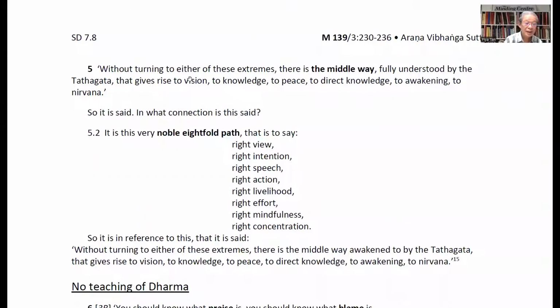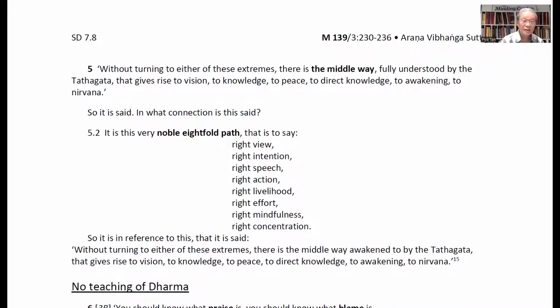Without turning to either of these extremes, there is the middle way, fully understood by the Tathagata. Tathagata refers to the Buddha, thus come, that gives rise to vision, to knowledge, to peace, to direct knowledge, to awakening, to nirvana. So it is said. In what connection is this said? All right. Now I'm going to explain a few words here. You find there are lots of phrases put in a list. Sometimes the words are synonyms, they have the same meaning. Sometimes they show a bit of progression.